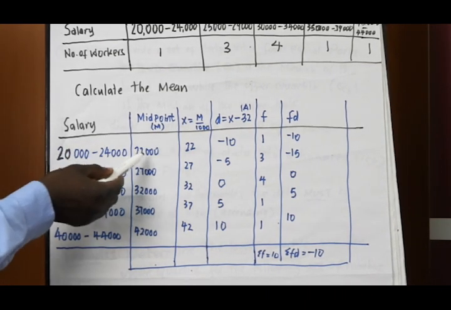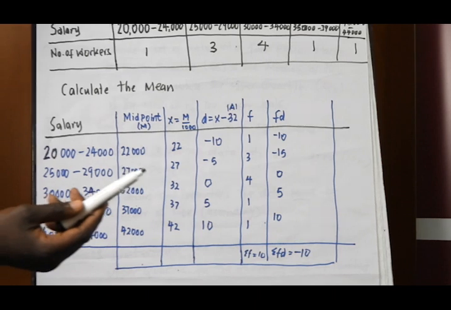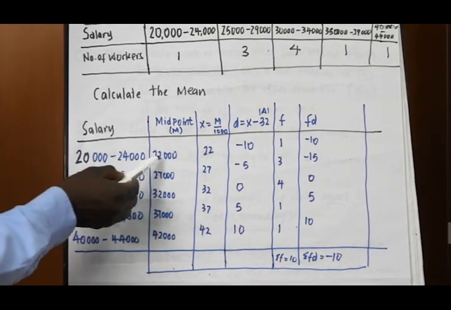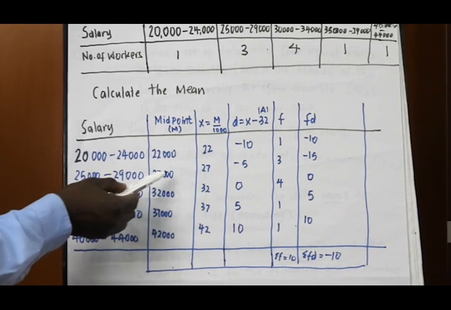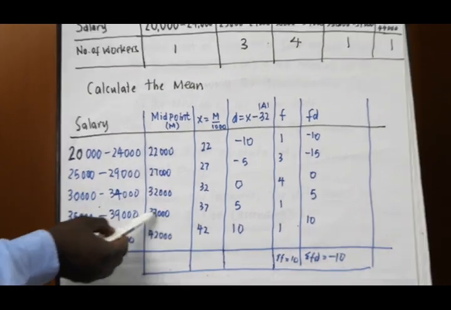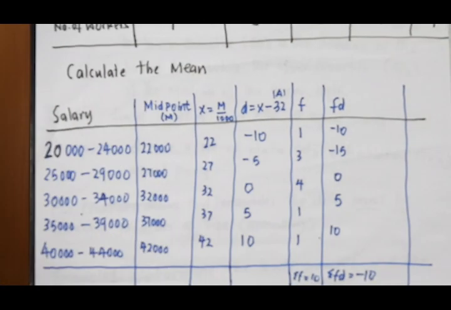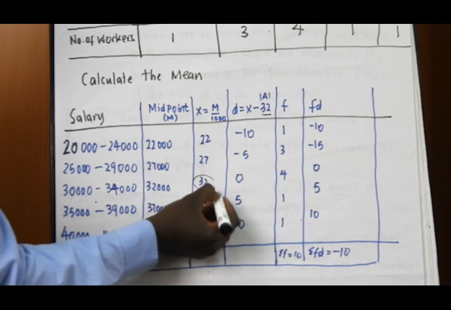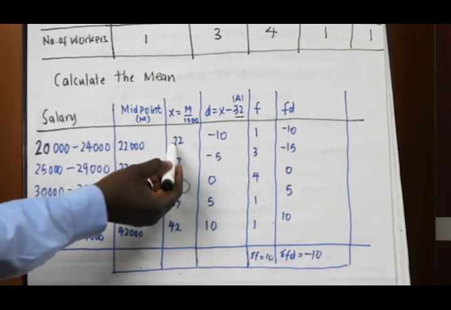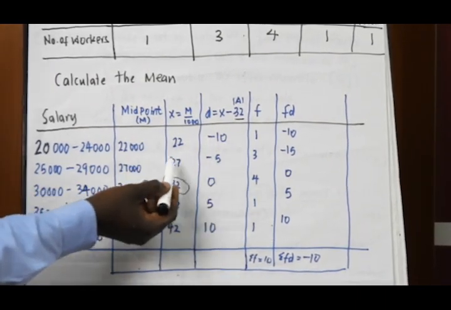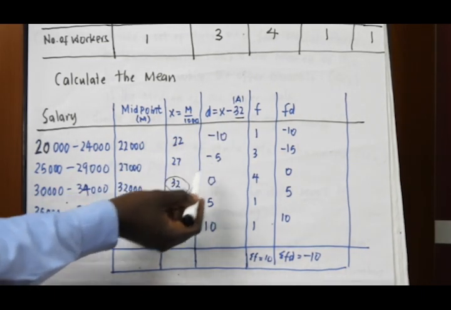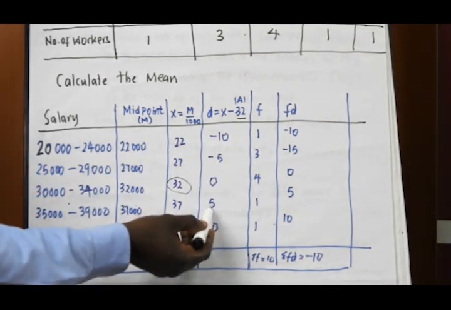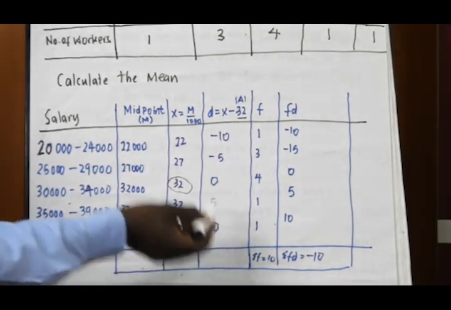So to make it easier, we can divide by a constant. In this case, our constant is 1,000. It can be any constant. I've decided to divide by 1,000 to get rid of the zeros. So 22,000 divided by 1,000 is 22, then 27, 32, 37, 42. Then we'll choose an appropriate assumed mean. I've chosen preferably the middle one. So 22 minus 32, negative 10. 27 minus 32, negative 5. 32 minus 32 is 0. 37 minus 32 is 5. 42 minus 32 is 10.